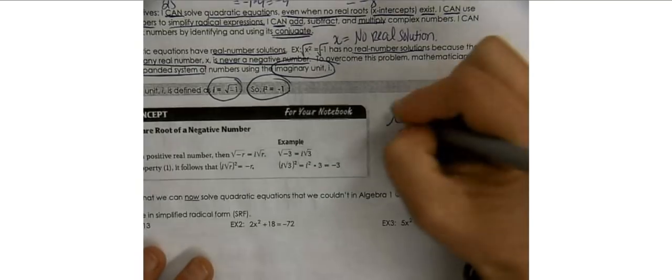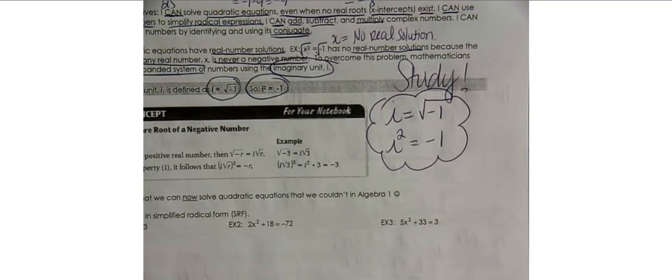leaving us with the answer of negative 1. This is information I need you guys to please make sure that you study and pay attention to. You need to know that i is equal to the square root of negative 1 and i squared is equal to negative 1. So whenever you see an i squared, we're going to replace that letter with the number negative 1. There exist some properties of the square root of a negative number.